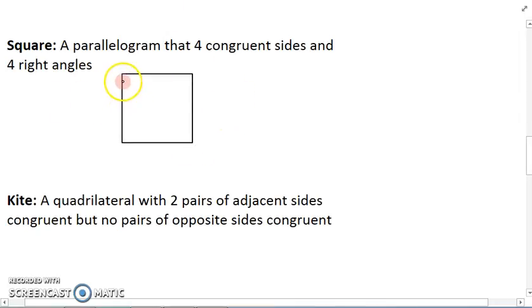And again, just like the rectangle, it needs to have 4 right angles. So 4 squares put in the corners of this square, telling me each of those angles is 90 degrees. And then because it's also a rhombus, meaning all the sides are congruent, there need to be tick marks on every side.